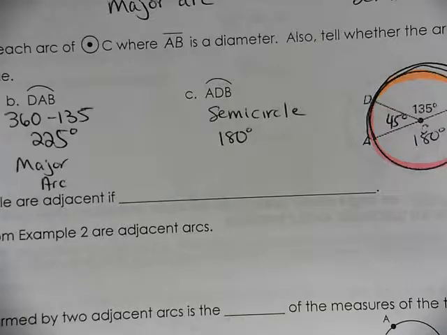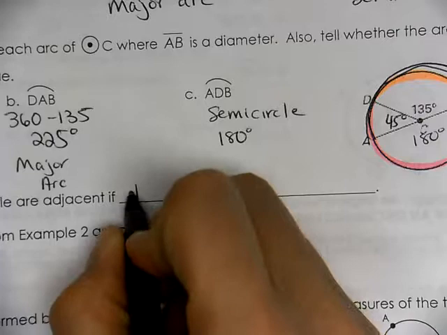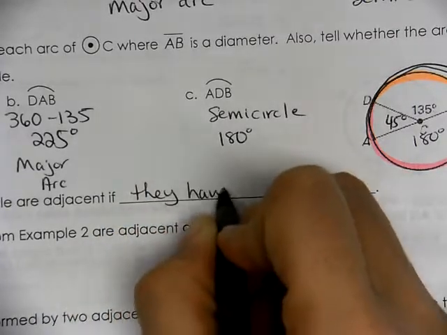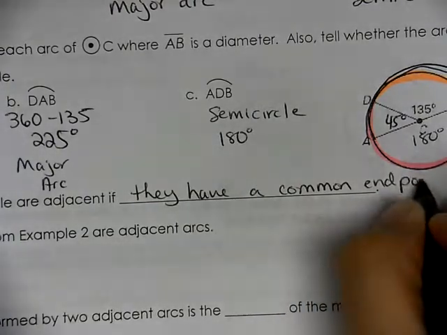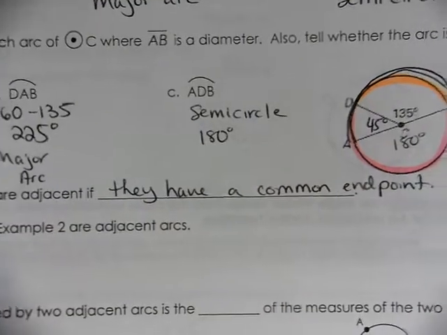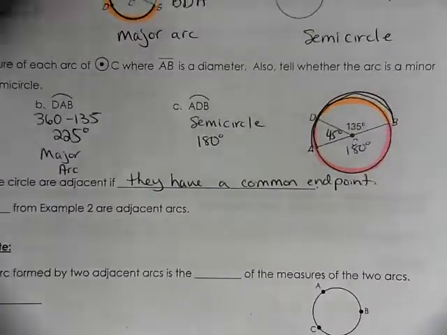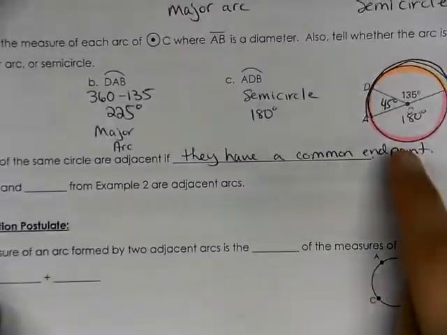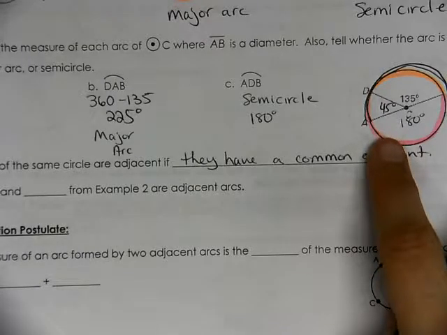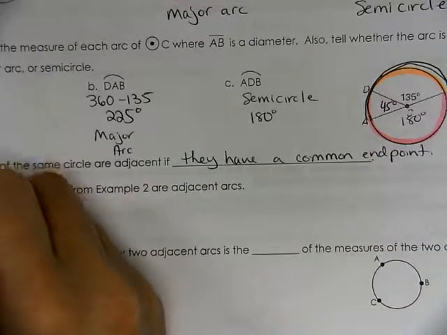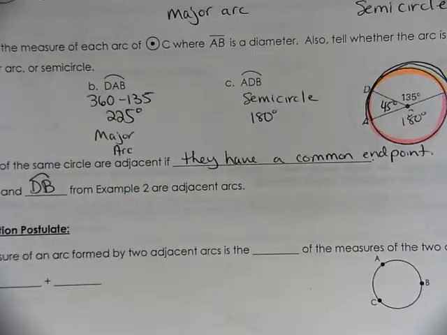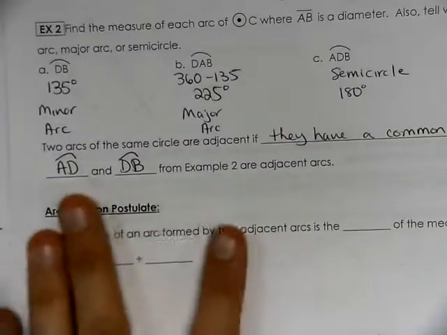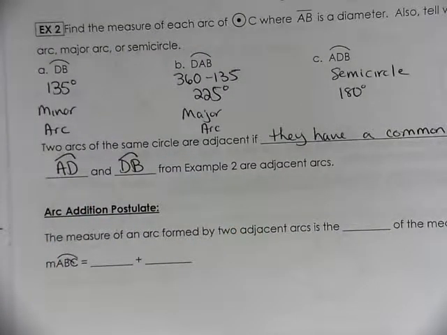Okay, so just like I just said, if two arcs in the same circle are adjacent, that means they have a common endpoint. So you have adjacent arcs if they have a common endpoint. In this diagram, arc AD and arc DB are adjacent arcs.